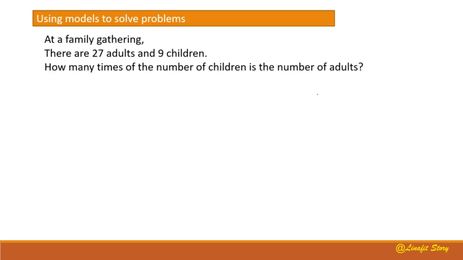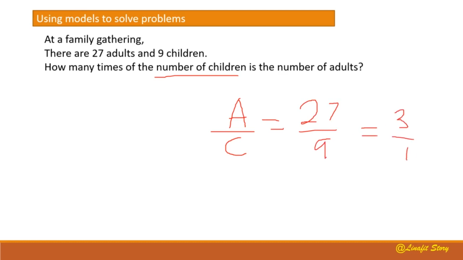At a family gathering, there are 27 adults and 9 children. How many times the number of children is the number of adults? So over here, what is the base quantity? It is the number of children. So children become the denominator and the numerator is the adults. So adults out of the children equals 27 out of 9, equals 3 out of 1, equals 3. So the number of adults is 3 times the number of children.